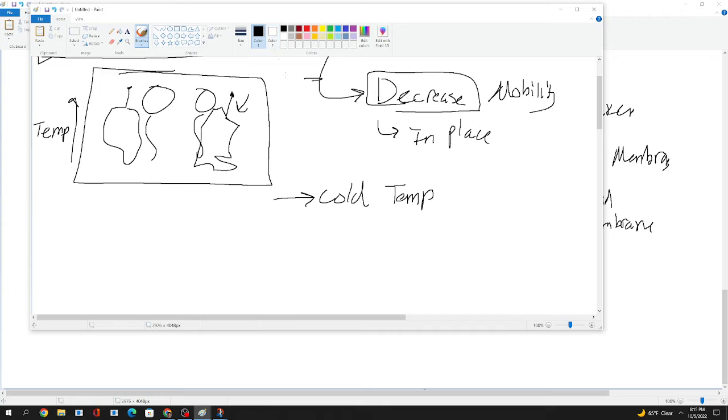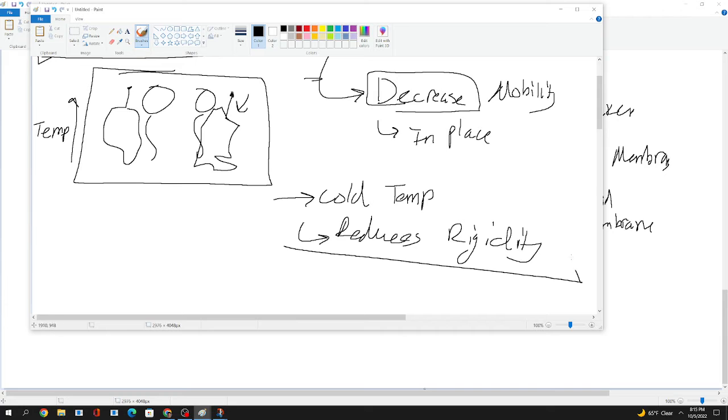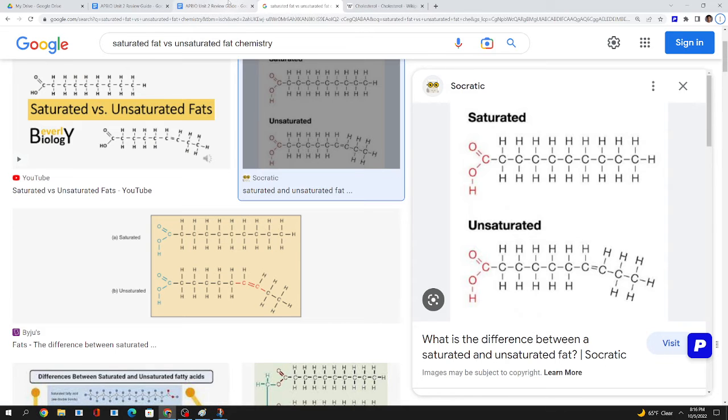So, yeah, cold temperatures, it actually reduces rigidity. So just think of these things as working against one another. Again, this is something you kind of have to memorize. Unfortunately, it's not properly explained.